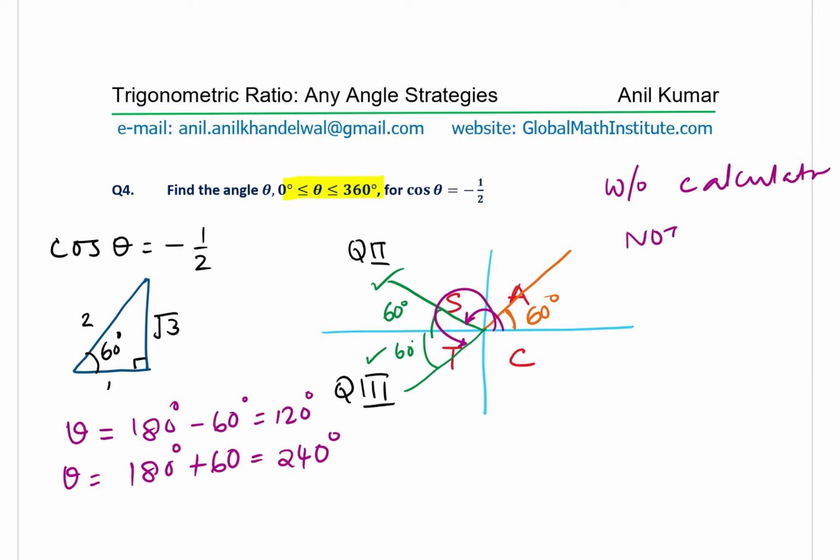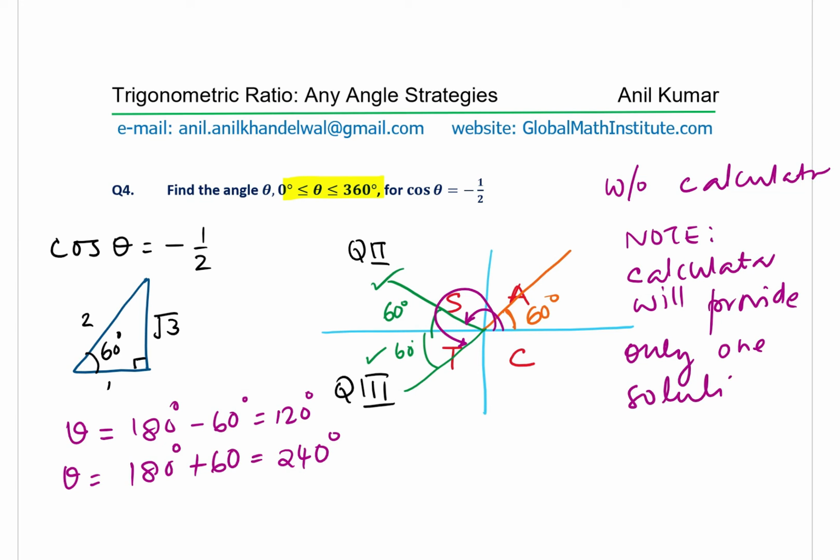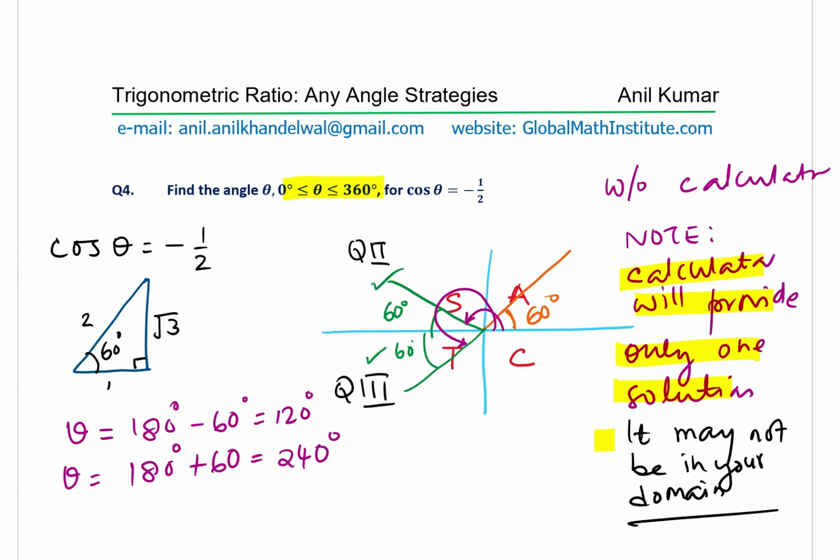So remember one thing, let me put this as a note: a calculator will provide only one solution, right? It will never provide two solutions, correct? That is one thing to remember. A calculator will provide only one solution. Second, most important here is that it may not be in your domain. So that doesn't work. So we have to understand the acute angle concept. That is where the acute angle helps. Perfect. This is extremely important to understand.